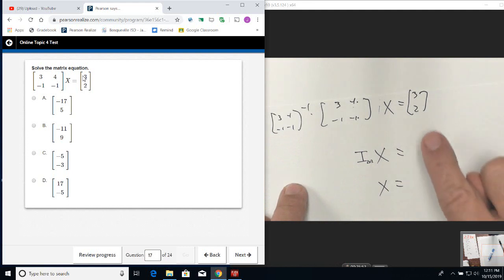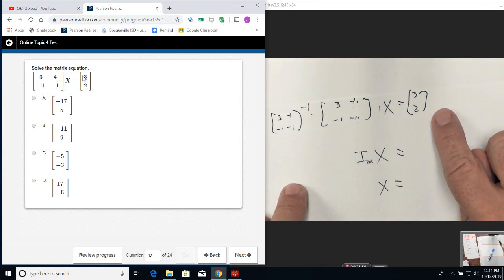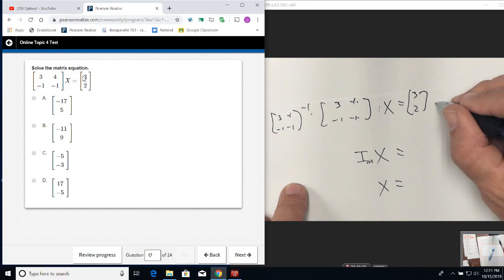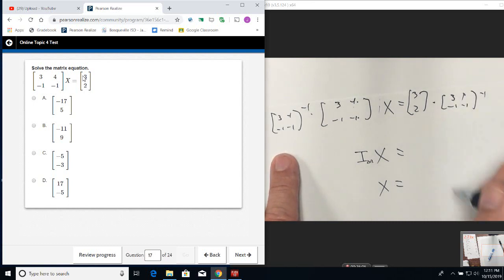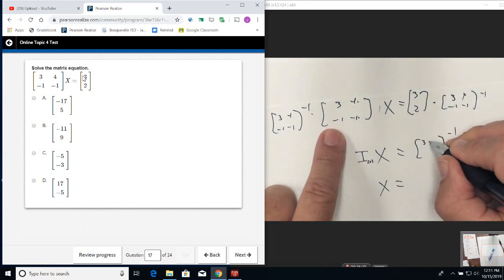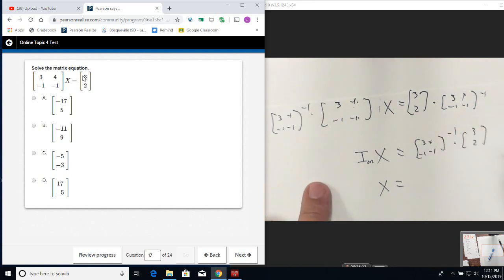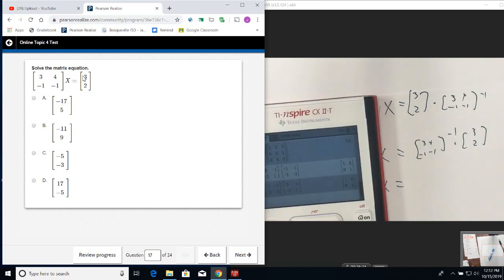And this is where it's very important. If you're solving it this way, you have to do this in a specific order. So if I took the [3, 2] times the inverse of this 2 by 2 matrix, am I going to get the right answer if I do it in this order from left to right? No. Okay? You've got to do the inverse matrix first and then multiply that by the 2 by 1 matrix. So I've got to find the inverse of this [3, 4; -1, -1], and then multiply by the [3, 2], and I'd get it right.